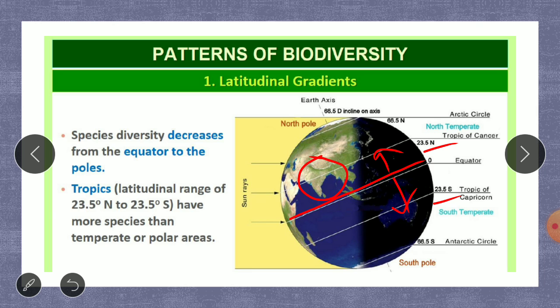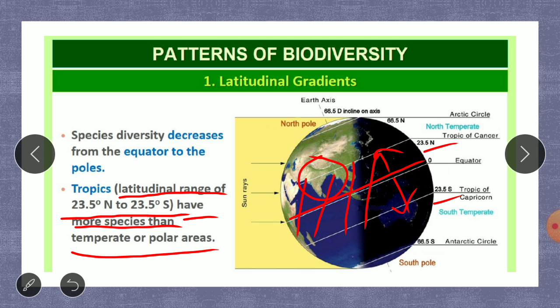So the tropics, the latitudinal range from 23.5 degrees north to 23.5 degrees south, have more species than the temperate and the polar areas. So this area that you can see is going to have more number of species when compared to this area and this area.